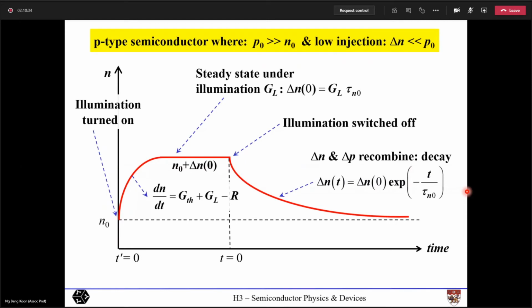Any other questions? Prof, hello. Can you elaborate on steady state conditions and why the carrier concentration is constant with time? I don't really get it because there is low injection at the same time, which indicates that the carrier concentration is increasing.